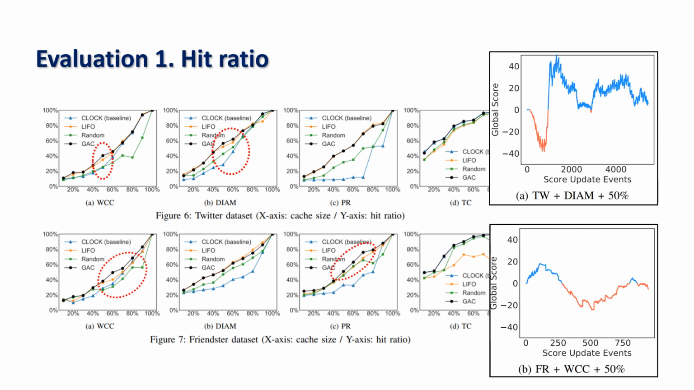Besides, GAG keeps track of data access patterns, switching policies as needed. So the figure on the right shows that the active policy transitions from clock to LIFO or LIFO to clock over time. So in some cases, GAG performs even better than the optimal policy.